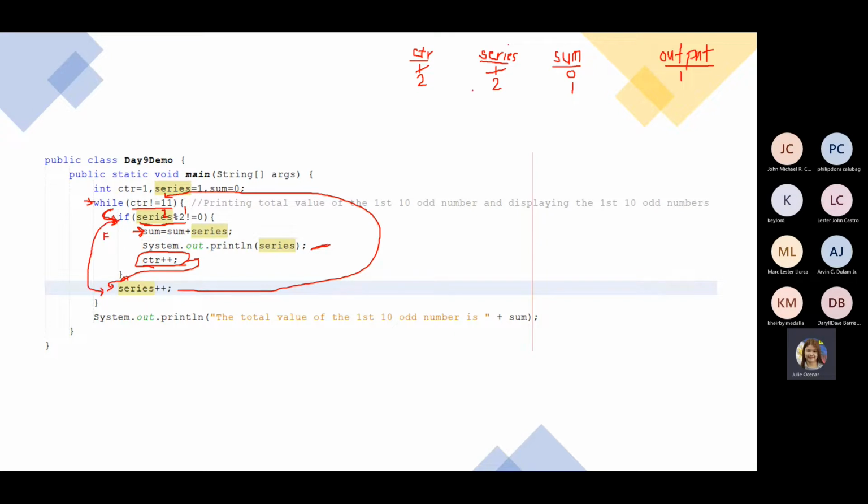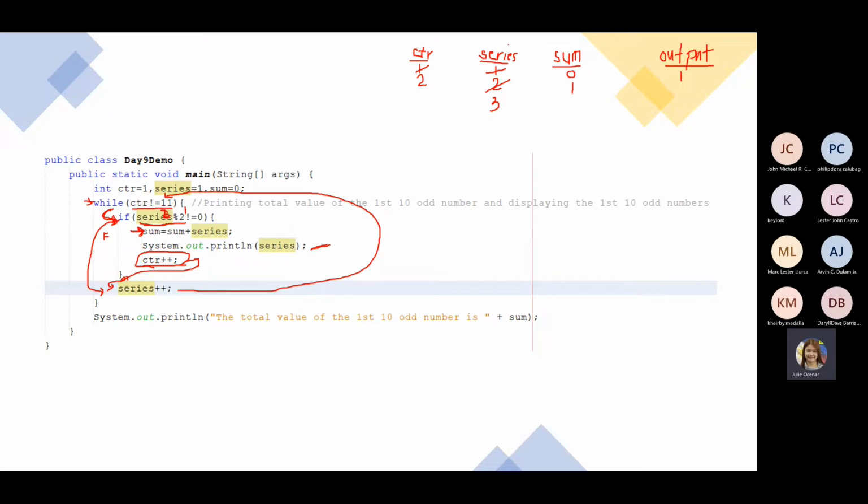Okay? And then si series magiging 3. After na naman kay series, balik na naman tayo kay control. Expression natin is 2 not equal to 11. So still true. Punta siya kay if. Now 3 na naman si series. 3 modulo 2 is 1 not equal to 0. True na naman tayo. Then pasok tayo dito.